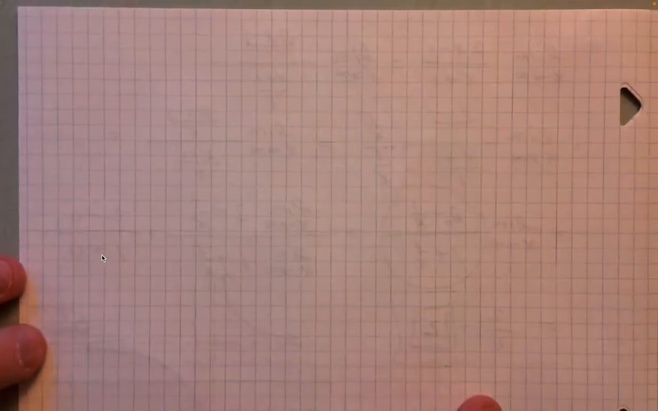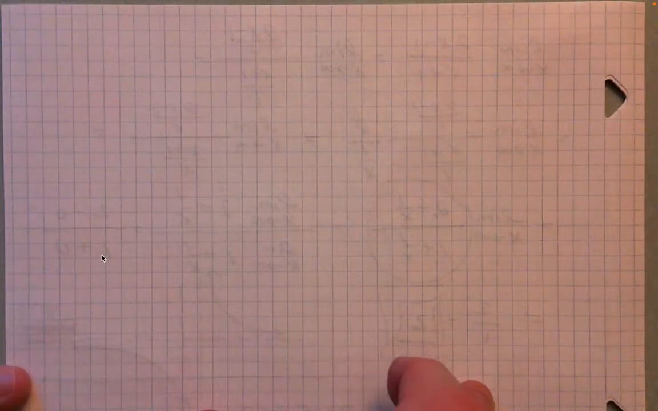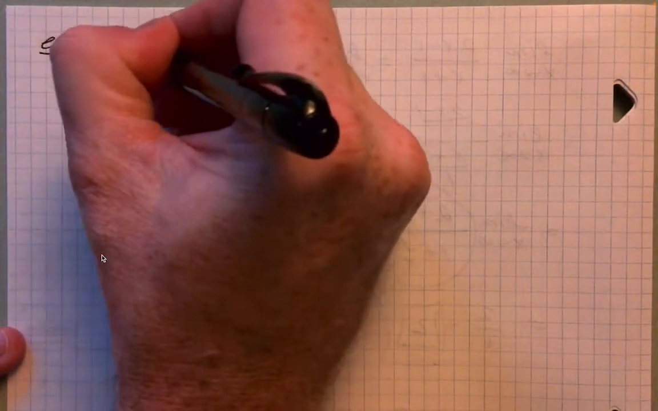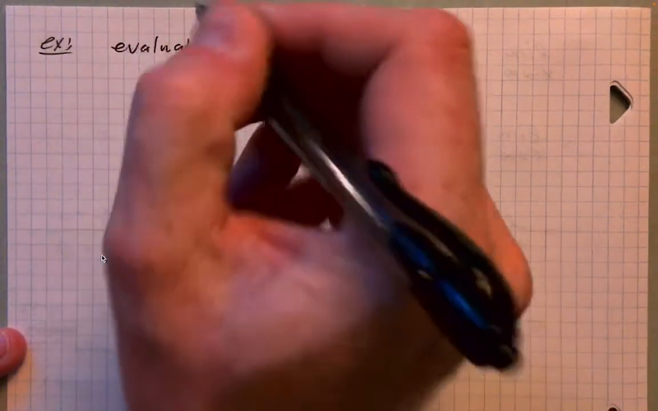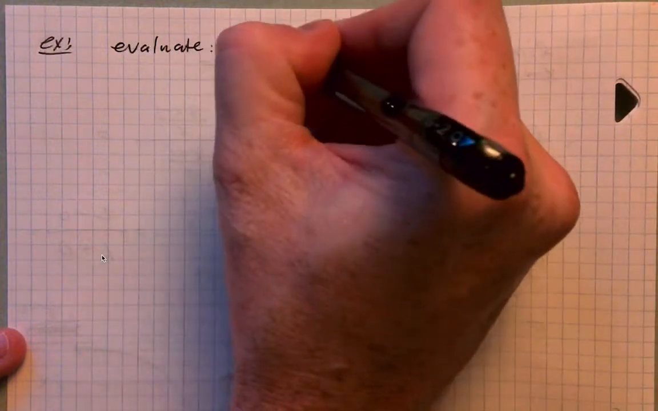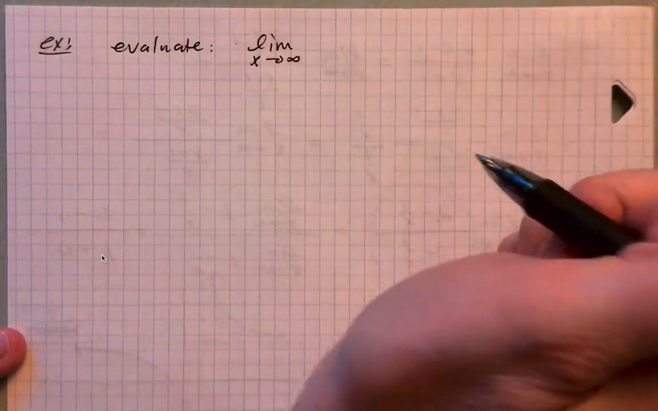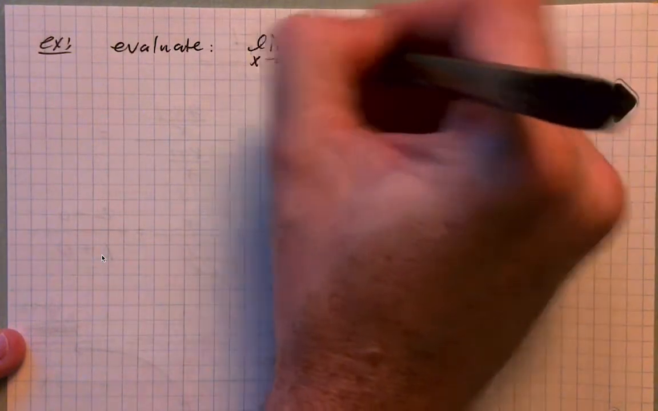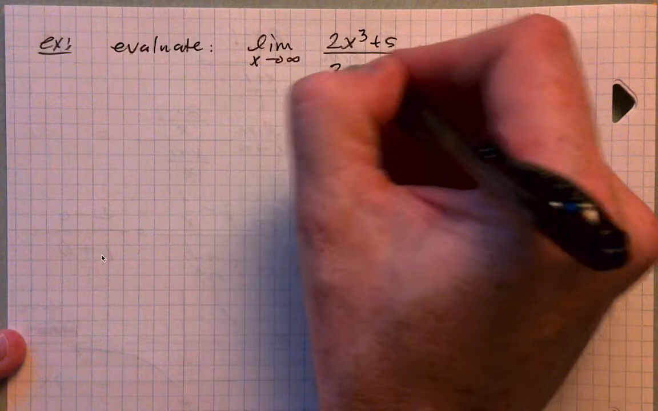So are we seeing a pattern yet, would be the question. Let's try one more example. Are we starting to get an idea for maybe what the pattern is? If we aren't, this last example will probably solidify it. So what happens if the numerator has a larger degree than the denominator? Let's evaluate the limit as x goes to infinity of 2x cubed plus 5 over 3x squared plus 1.